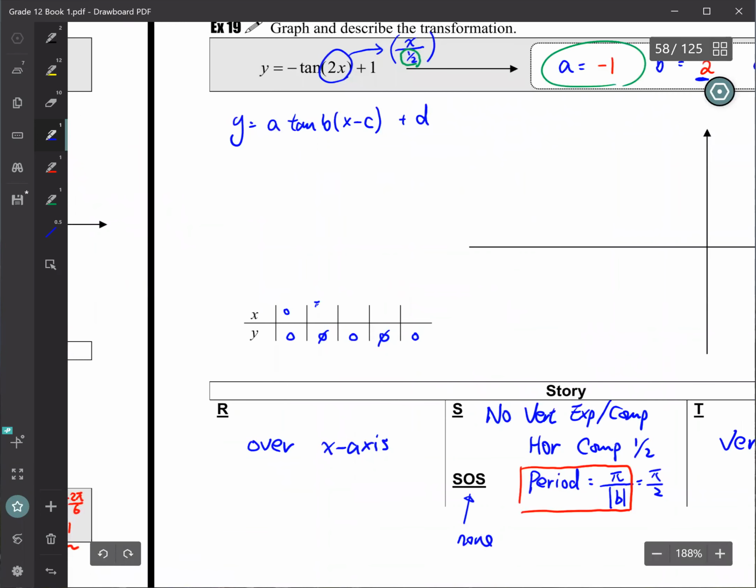0, pi over 2, pi. Once you get to pi, it's already a period. You already finished one period of the graph. If we draw up to 2 pi, then that's like 2 periods.